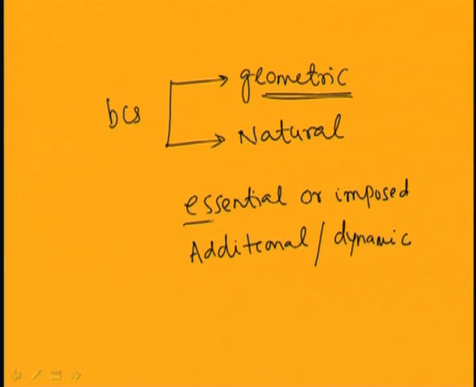In case of geometric boundary conditions, or essential or imposed boundary conditions, the boundary conditions are of the type displacement or slope. In case of natural boundary conditions, or additional and dynamic boundary conditions, the boundary conditions we consider are force or moment in nature.